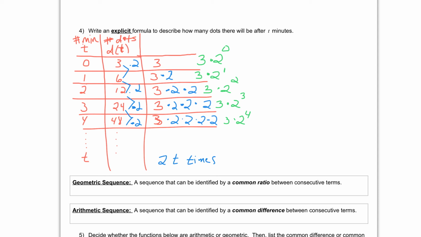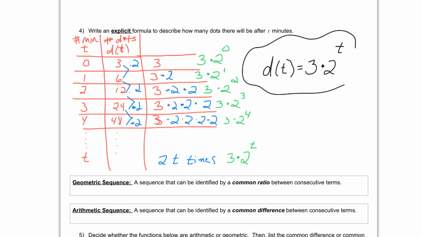So then we would multiply 3 times 2 t number of times if we were at minute t. And this is the development of that explicit formula. Now we're just going to write it with our function notation. So we can use our d of t, the number of dots at t minutes would be 3 times 2 raised to the t power. And there is our explicit formula.